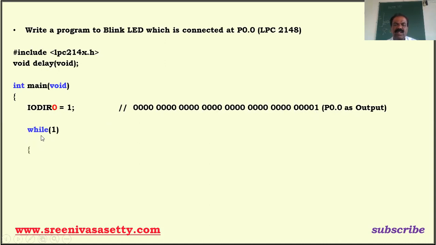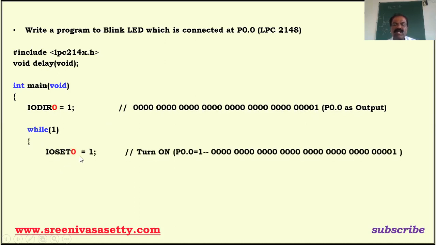Next, I'm going to create an infinite loop by using a while loop, while 1. Then IO set equal to 1. What happens if we execute this statement? Once you execute this statement, the LED becomes on. Here 1 is the binary equivalent of 1, so if you write 1 to bit number 0, immediately P0.0 becomes high, which means the LED becomes on. Then after some time, we provide a delay because it happens within a fraction of a second.